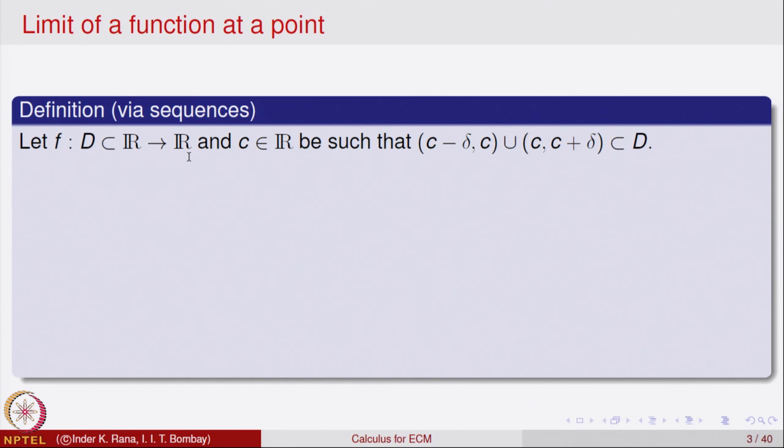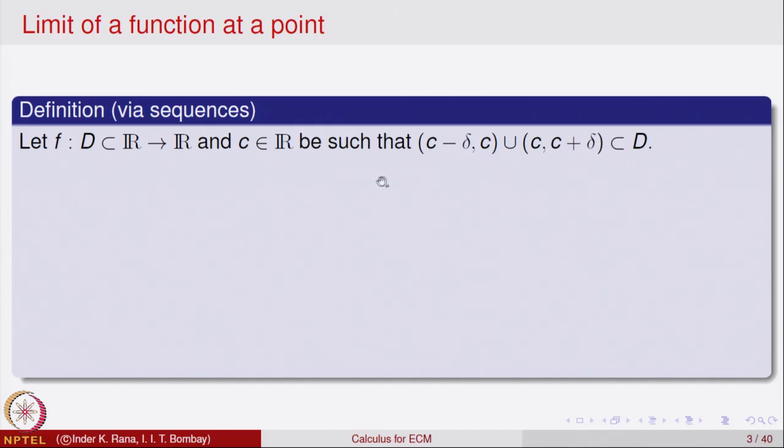One was via sequences. So, we said let us take a function f with a domain D in the real line, taking values in the real numbers, and let us take a point C in R such that the union of the intervals C minus delta to C and C to C plus delta is inside D. So, this is to ensure that the function is defined at all points near C. It may not be defined at the point C, but at least points on the left and points in the interval on the right are inside D. So, there are a sufficient number of points around the point C where the function is defined.